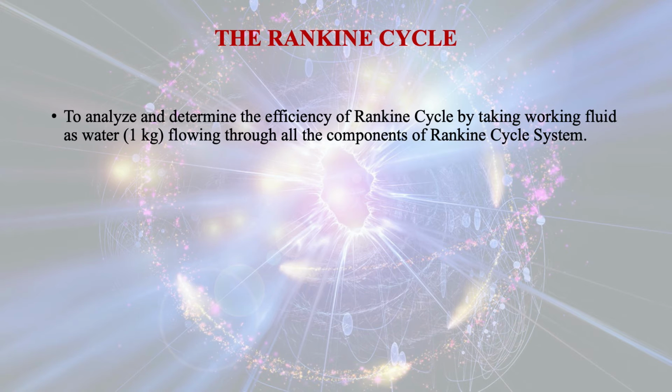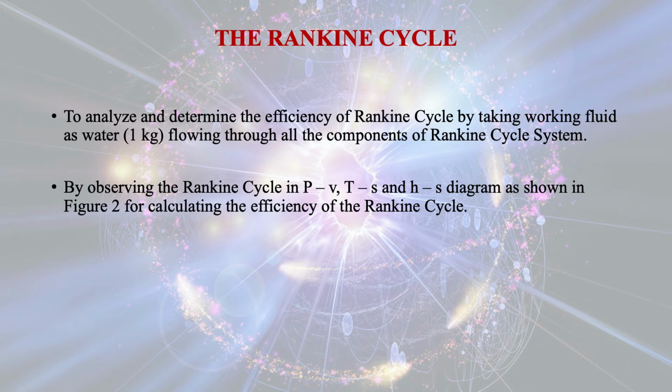To analyze and determine the efficiency of the Rankine cycle, take the working fluid as water, that is 1 kg, flowing through all the components of the Rankine cycle system, by observing the Rankine cycle in PV, TS and HS diagrams as shown in figure 2 for calculating the efficiency of the Rankine cycle.